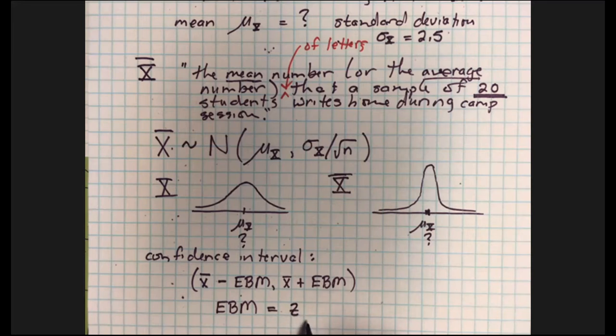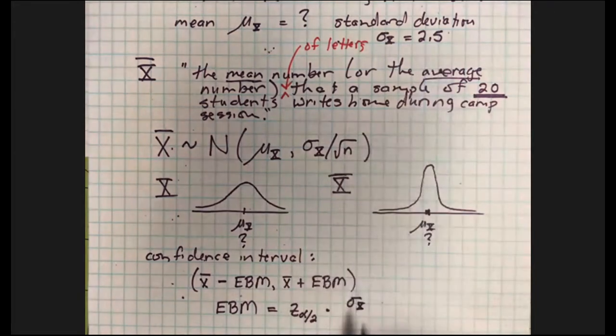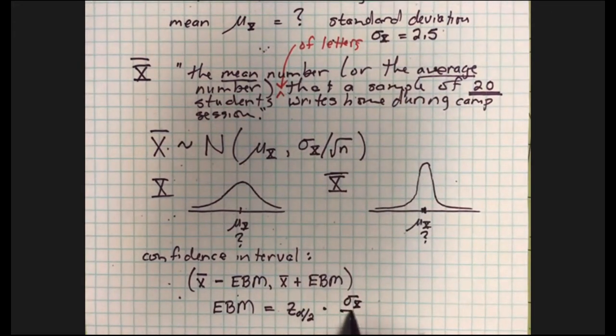A special Z score, so a special mark on the standard normal distribution. The Z score is called alpha over 2. And then this standard deviation of the whole population, which I was given, was 2.5, divided by square root of the sum of the people sampled. So this is where I'm going to get 7.3 letters plus or minus 3.1 letters. Let's do this calculation and find out where it is.